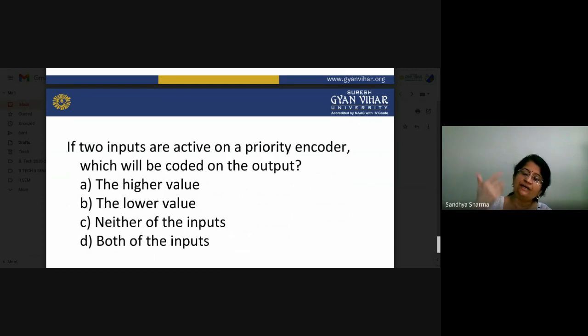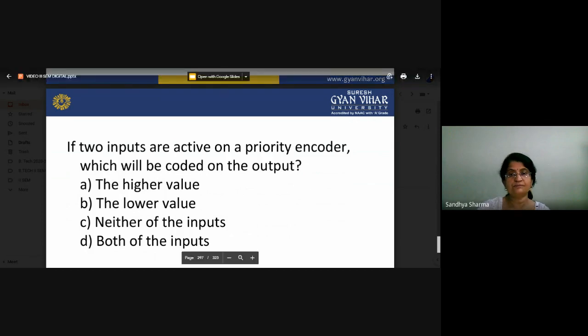You have to already decide the priority of all your inputs. Suppose I3 is the highest priority and I0 is the lowest priority. So according to that flow, you decide the priority. And if two input signals are active at the same time, whichever one has the highest priority, that input signal will be reflected to the output. We can also see this in this part.